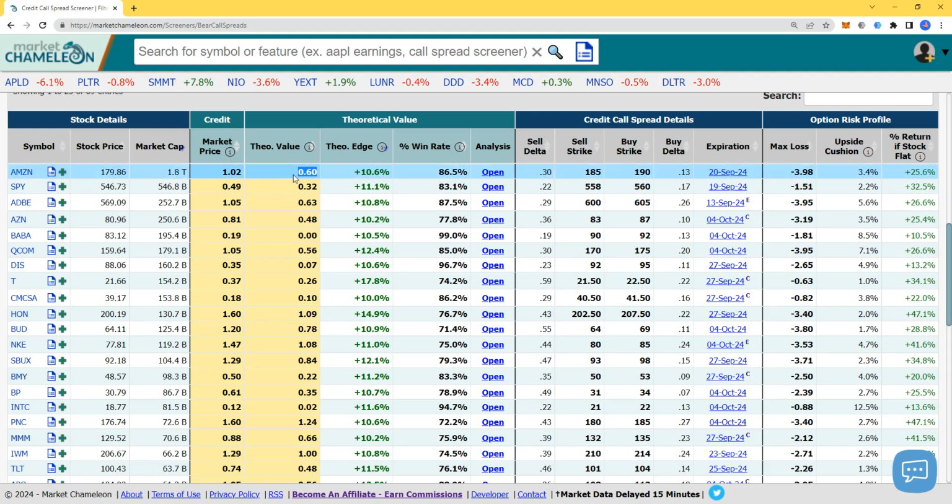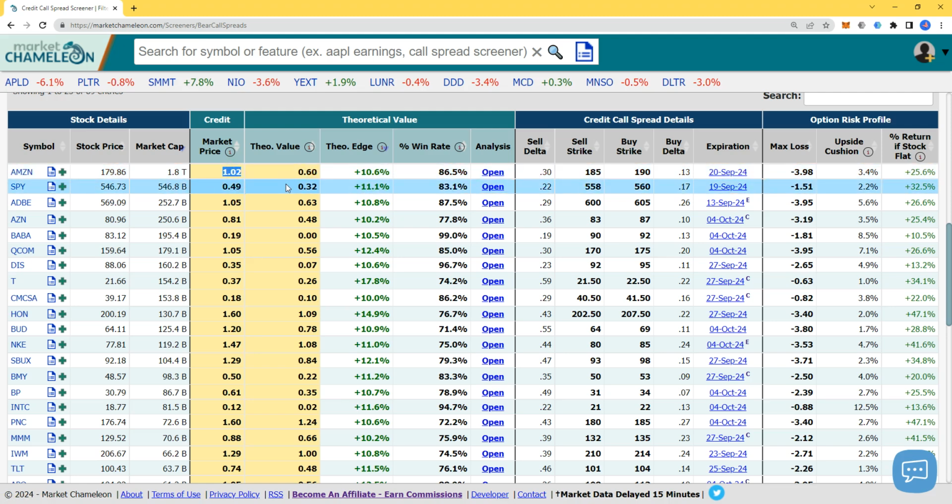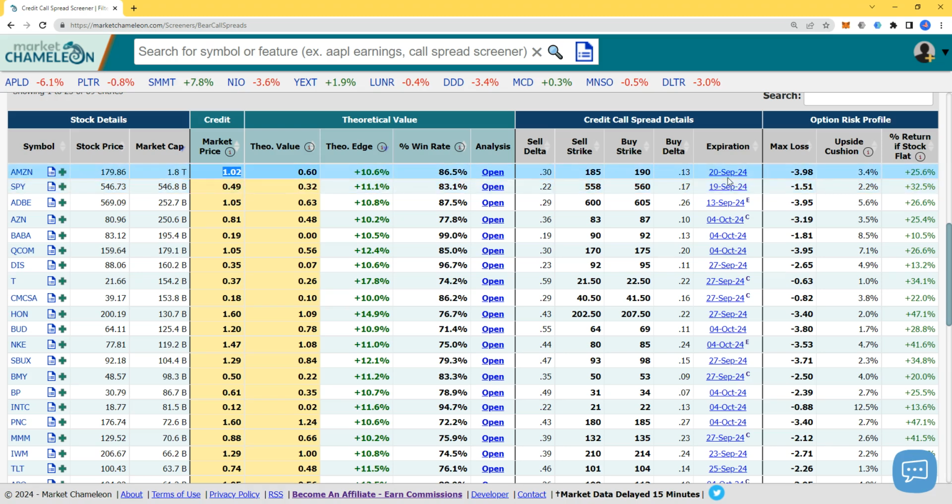compared to $60. You see here, theoretical value. This is what you should have collected based on history. Collect $100 compared to 60. This is very nice. Your max loss is 400, 398. Upside cushion, you still have Amazon 3.4% to go up just for you to break even. If Amazon goes up 3.4%, I assume I can calculate it, the price will be 185 plus 1.02, which is 186.02.